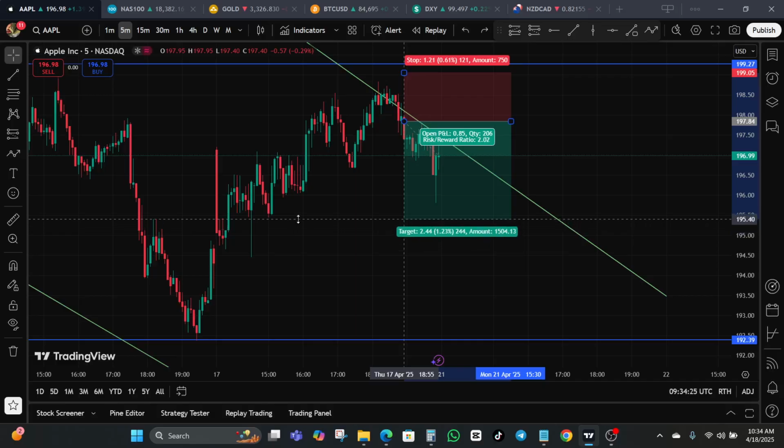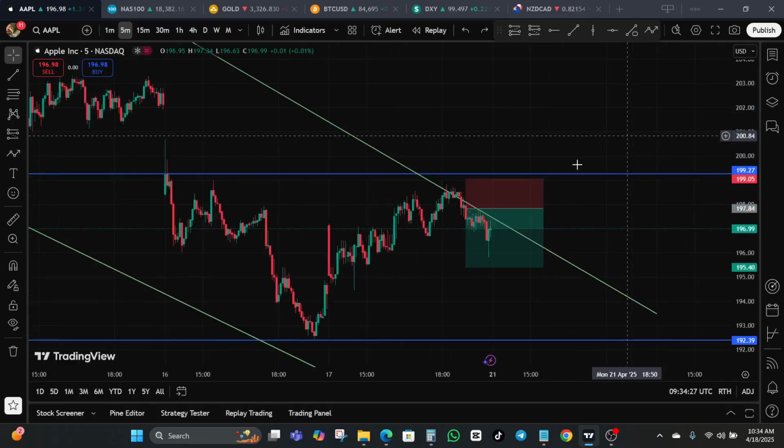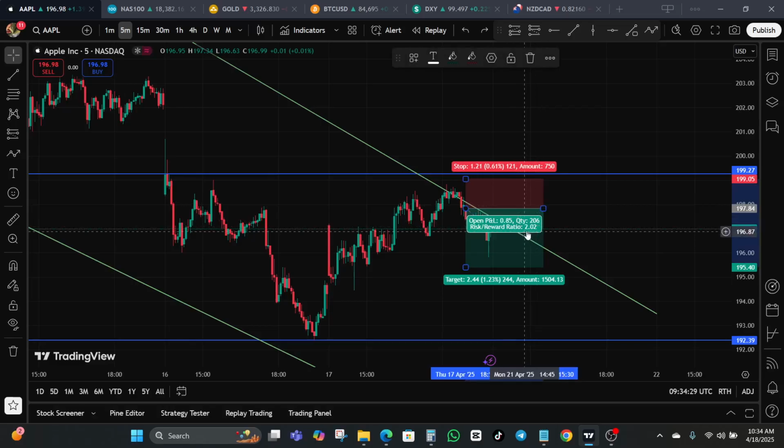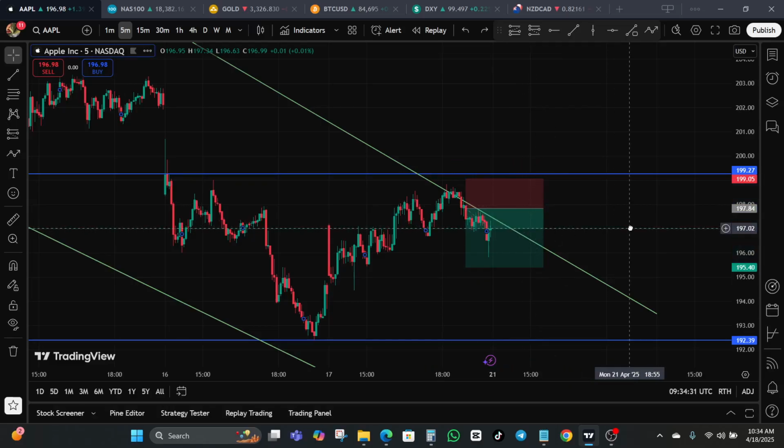Take profits can be around support zones, because this is a sell trade. If it was a buy trade, it's going to be resistance. All right. So basically, you should also be looking out for a good risk to reward ratio, at least 1:2.